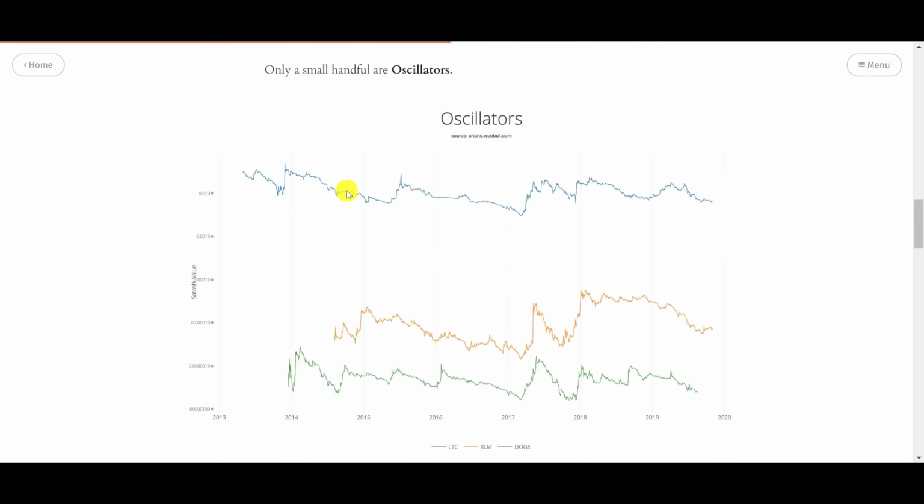The oscillator types will actually maintain a base and a high point. So you can create a low horizontal line and a high horizontal line, right? And they oscillate back and forth. Okay, so that's the different type.